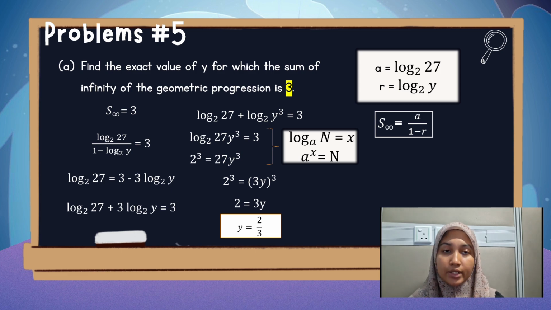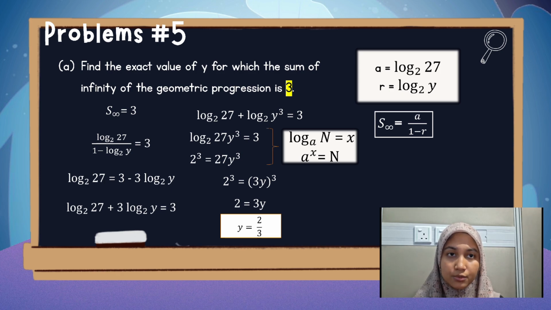So for question B, find the exact value of y for which the sum to infinity of the geometric progression is 3. So from the question, we will insert all the information into the formula, which will lead us to log base 2 of 27 over 1 minus log base 2 of y equals 3. So we do cross multiplication that will lead us to log base 2 of 27 equals 3 minus 3 log base 2 of y. And we isolate the 3, that is log base 2 of 27 plus 3 log base 2 of y equals 3.